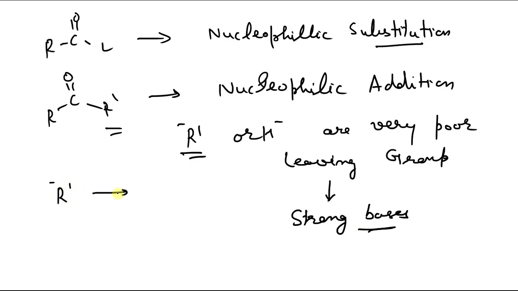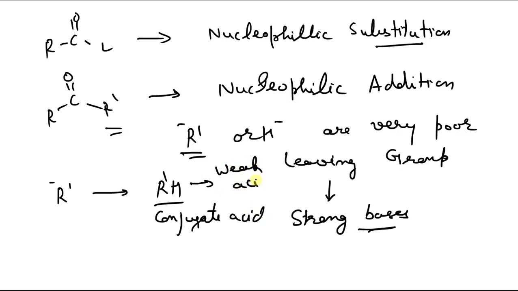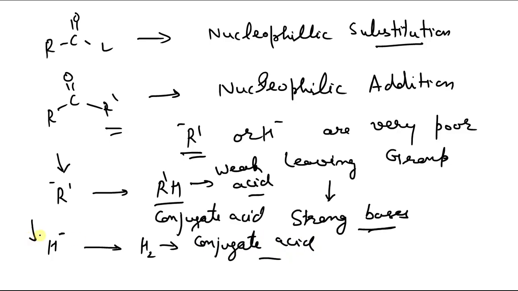R dash negative, its conjugate acid is R dash H, alkane. Now these are very weak acids. If these are weak acids, then the conjugate base will be very strong. Similarly, in case of H negative, its conjugate acid is H2, and H2 is a very weak acid. We all know that if the acid is weak, then the conjugate base will be the strongest base. So H negative is a very strong base. Because of that, these are poor leaving groups, so they prefer to undergo addition reactions.